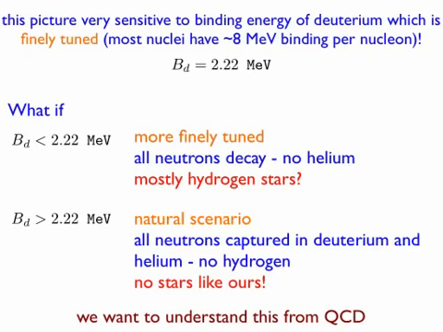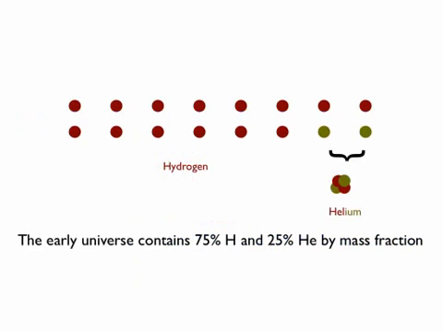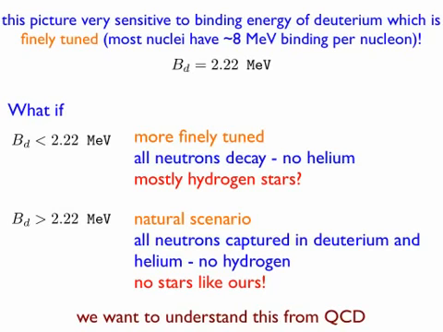But what we do know is the universe at its early stage was roughly 75% hydrogen and 25% helium, or there's 1 neutron for every 7 protons. And this is very sensitive to that deuterium binding energy. And this is where the theory of quantum chromodynamics comes into play.